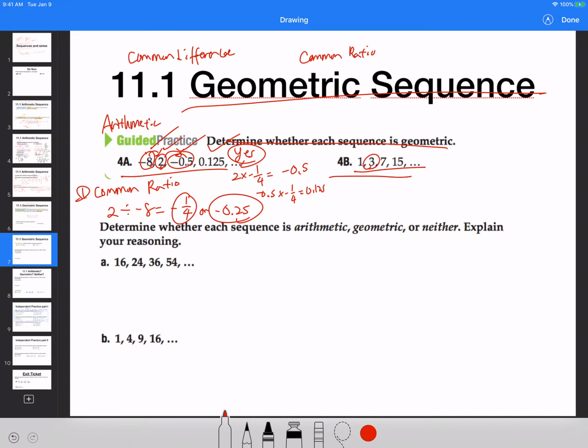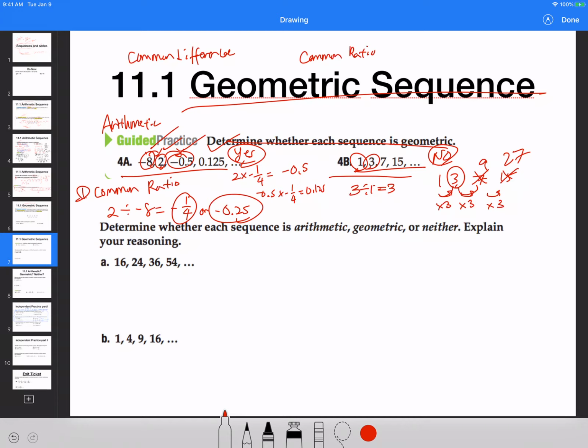Next one on the list, I'm going to do 3 divided by 1, which gives me a 3. So that means my common ratio is a 3. 1, 3, 7, 15. Can I get the next numbers by multiplying by 3? I hope that you guys can clearly see that the answer is no, because multiplying by 3 here gives a 3, but the next number should be 9 and then 27 if it's going to be that common ratio. So that should be your answer.